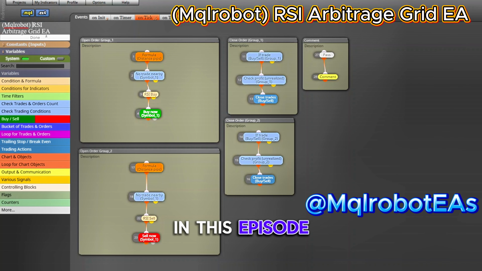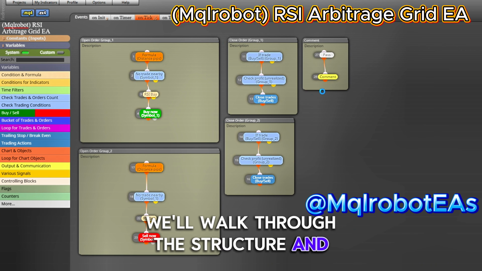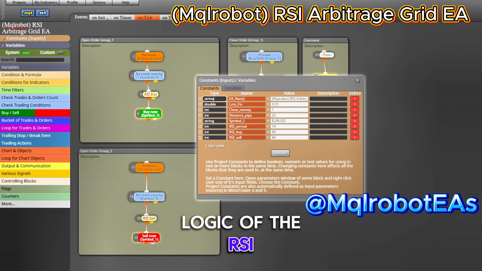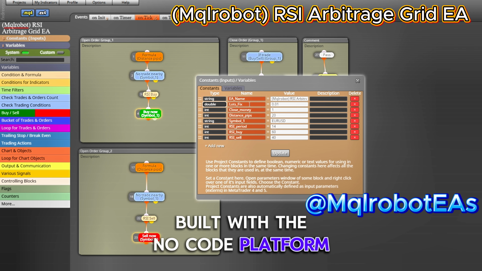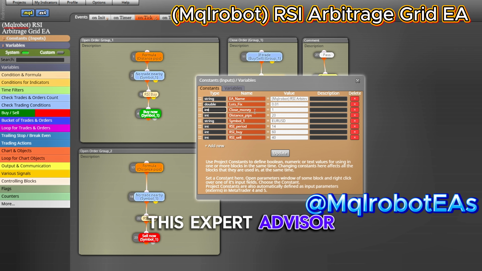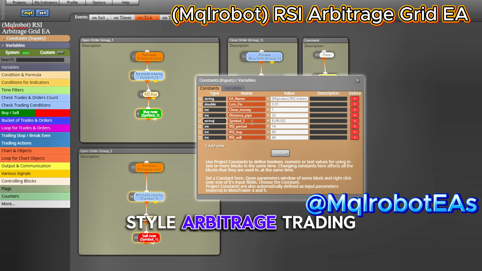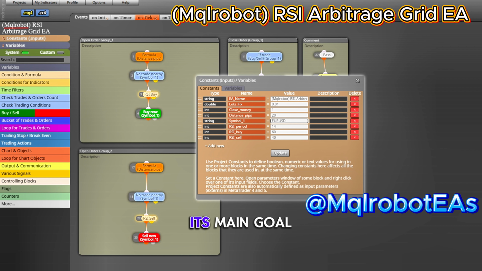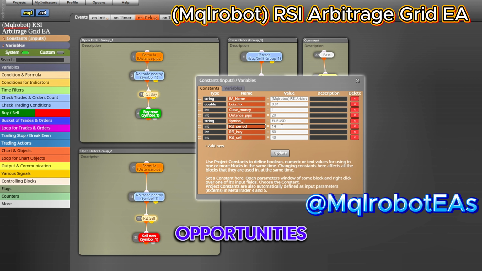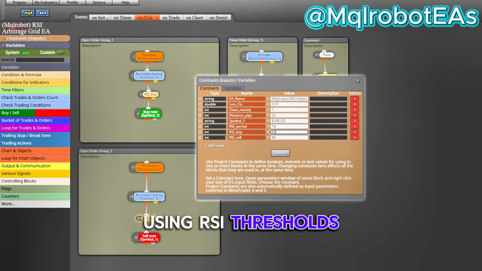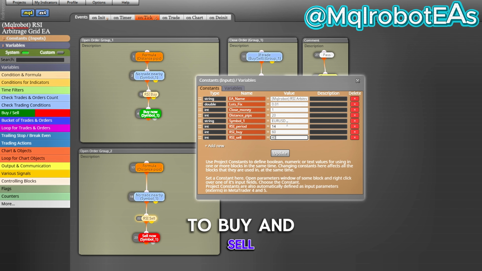In this episode, we'll walk through the structure and logic of the RSI Arbitrage Grid EA. Built with the no-code platform FXdreema, this expert advisor combines the relative strength index indicator with a grid-style arbitrage trading system. Its main goal is to capture opportunities when price imbalances occur, and manage trades using RSI thresholds to decide when to buy and sell.